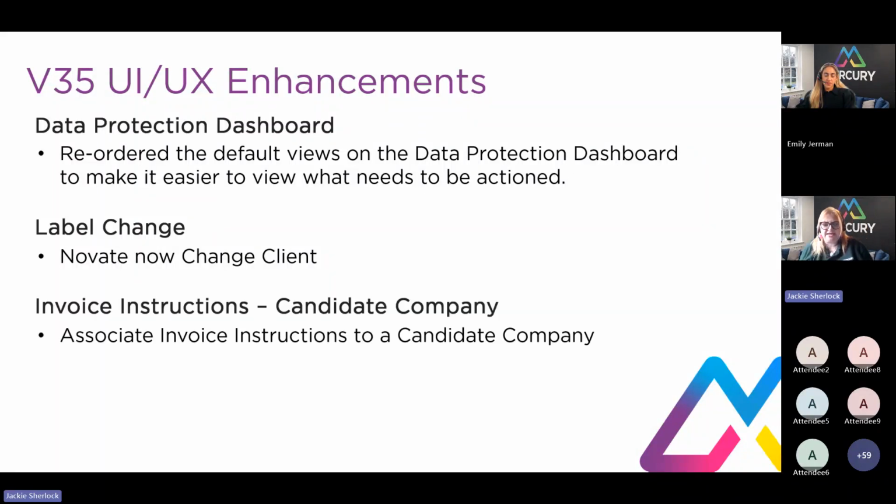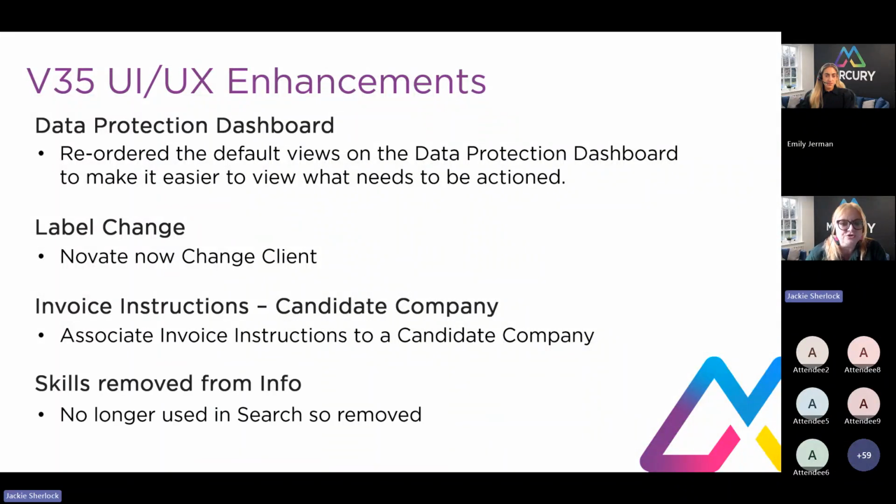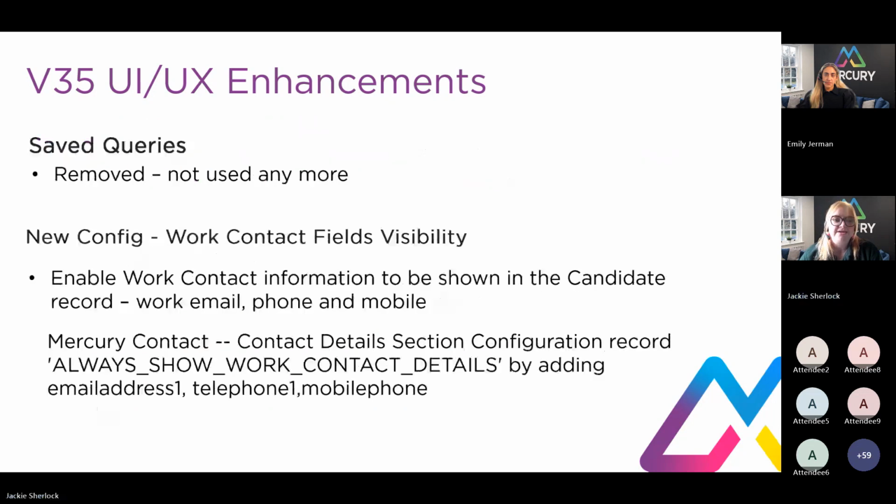Then we've added candidate company invoice instructions. This works exactly the same way as client does at the moment. And we've removed skills from info. This was stuff that was only used in legacy search. Because Search V2 no longer exists, we've removed that from there. Similarly, saved queries only related to Search V2, so we've removed them from V35 because they're not in use anymore.